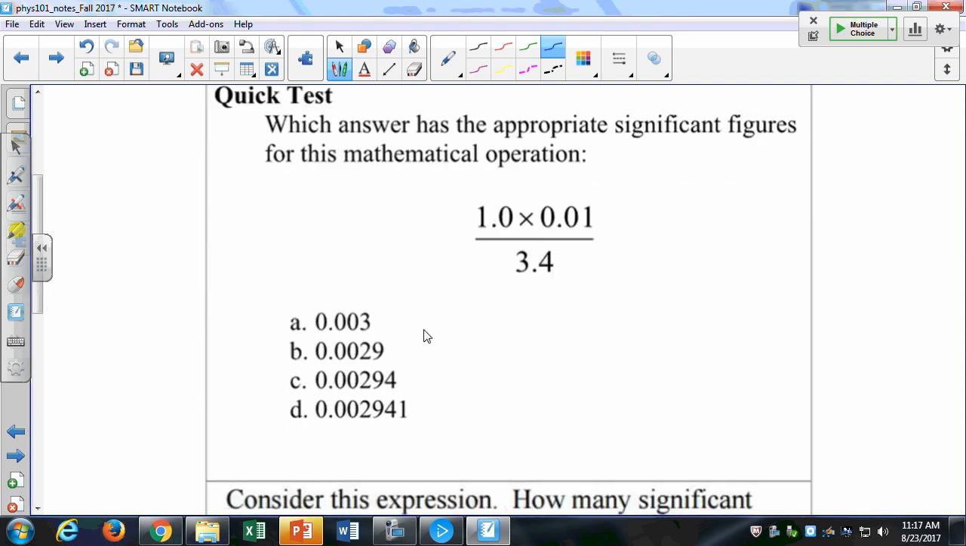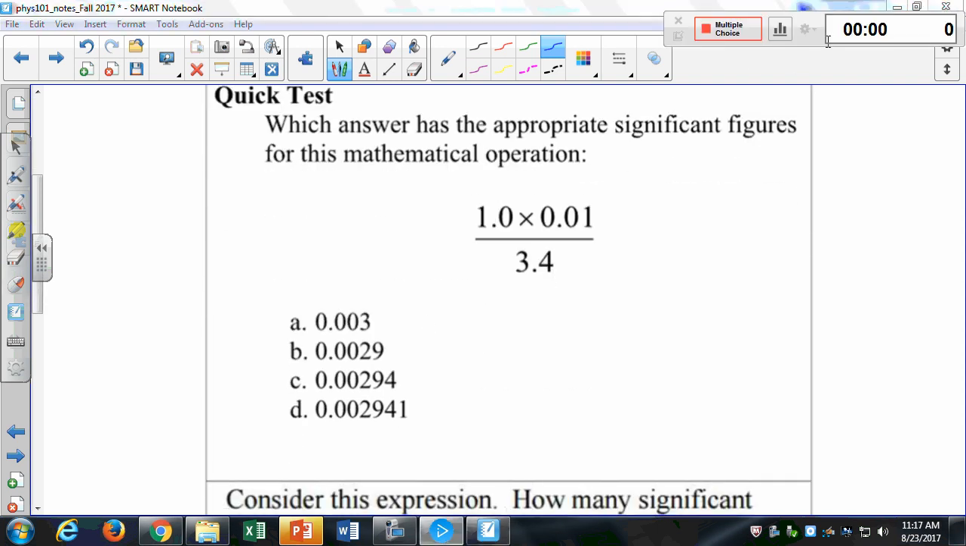Now let's try this. Which answer has the appropriate significant figures for this mathematical operation? You don't need your calculator, because if you put it in your calculator, you're going to do this. Really you want to look at it and ask, how many sig figs do I keep with this operation? And then how many sig figs do I keep with this operation? And your final answer will have the appropriate number of significant figures.